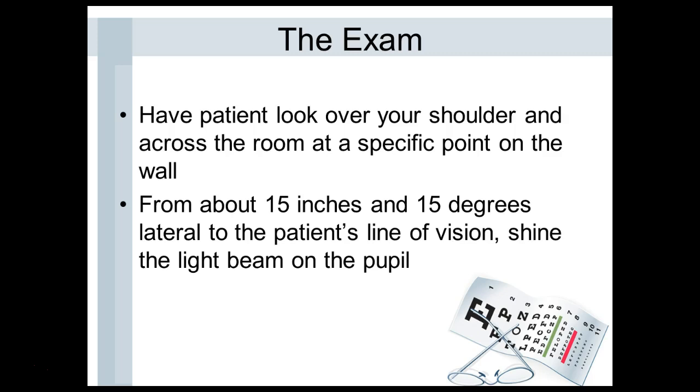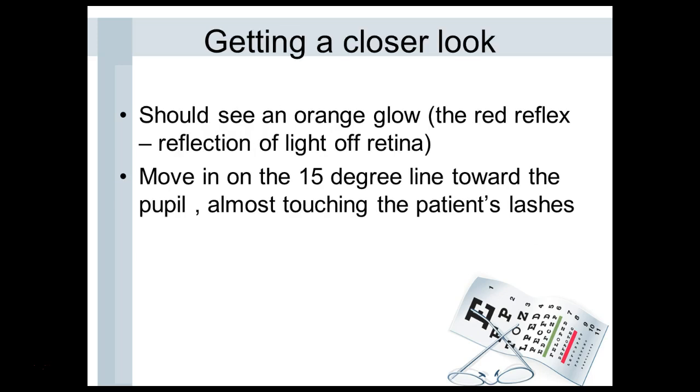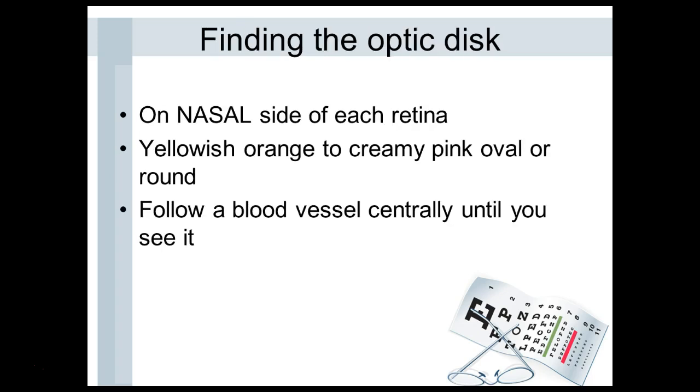About 15 inches and 15 degrees lateral of the patient's line of vision, shine the light into the pupil. You should see an orange glow. This is the red reflex of the retina. You're going to move on a 50-degree line toward the pupil, almost touching the patient's lashes. Some patients may need their eyes dilated in order to get a better view, but typically you can do this in a darkened room. The optic disc is on the nasal side of each retina, yellowish orange to creamy pink, oval or round. Follow the blood vessels centrally until you see it.